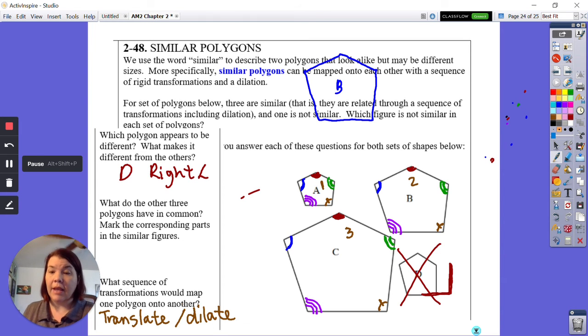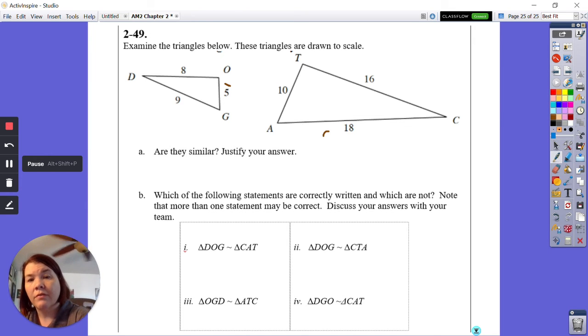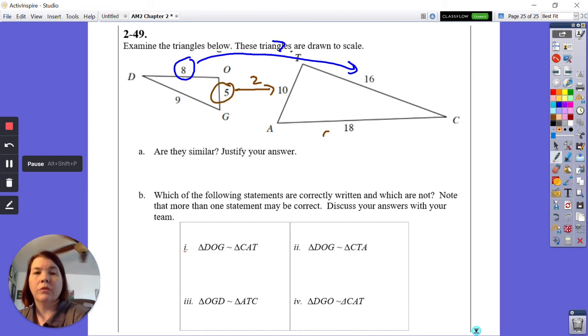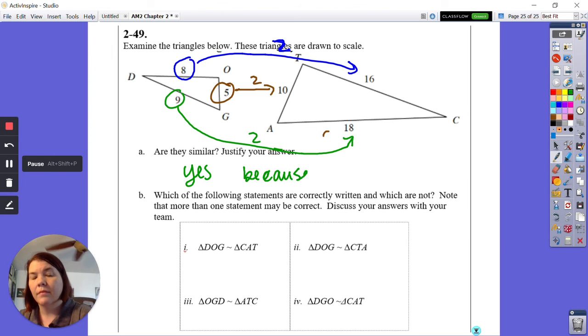Okay. So examine the triangles below. These triangles are drawn to scale. Are they similar? So we can take the smallest side here, 5, and times it by 2 to get 10. We can take the middle side, 8, and times it by 2 to get 16. We'd take the longest side, 9, and times it by 2 to get 18. I think yes, that they are similar because all sides got times by 2. Side lengths were multiplied by 2.